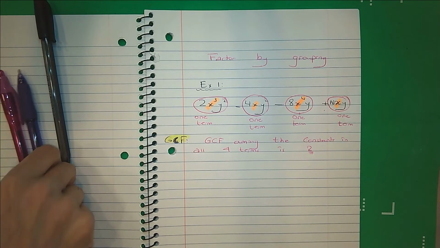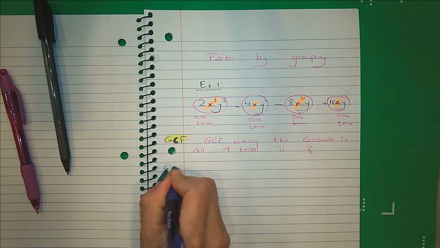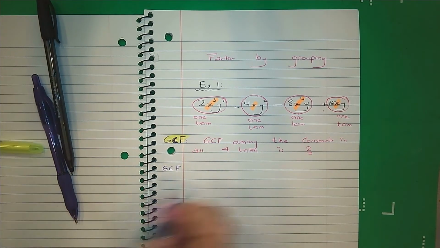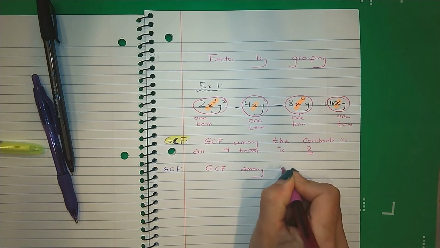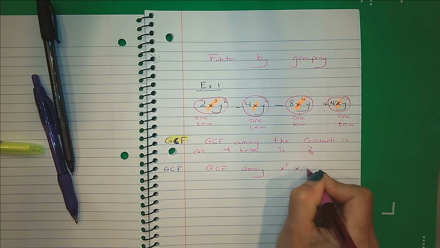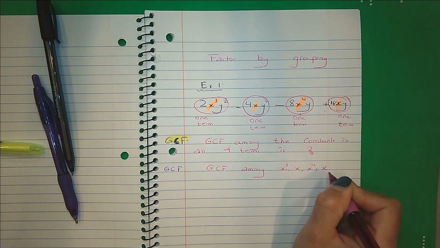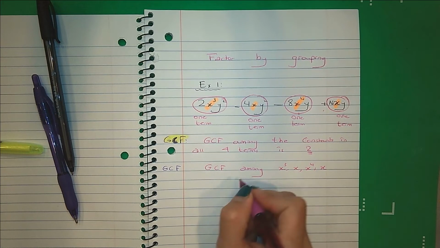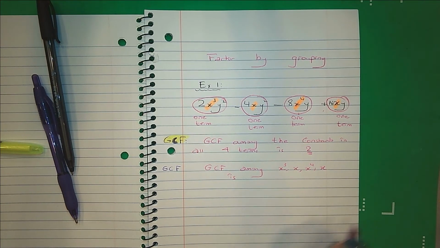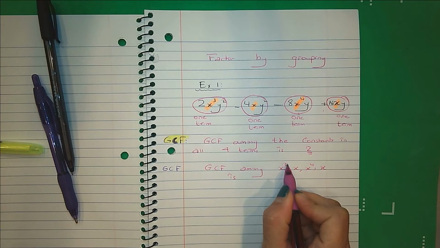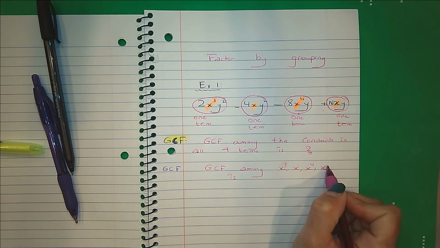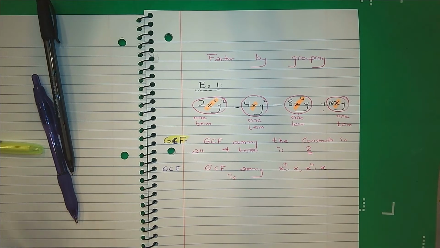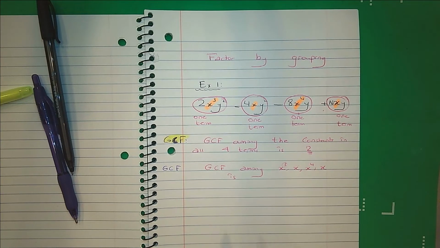So let me write it out. Greatest common factor. So the greatest common factor among x cubed, x, x to the fourth, and x is just, see, this is to the third power, this is to the first power, this is to the fourth power, and this is to the first power. So the greatest common factor actually is going to be just 1x, or x.